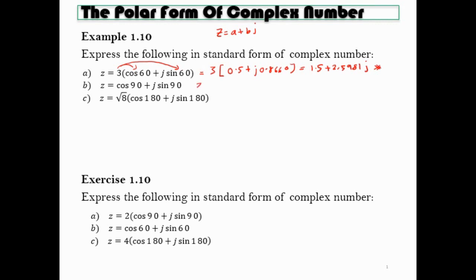The second example, z is equal to cos 90 degrees, which is 0, plus sin 90 degrees, which is 1. So z is equal to j. That's it, very simple. How about the next one, c? For c, z is equal to square root 8 times cos 180, which with your calculator is negative 1, plus 0 j. When you expand it, z will just equal negative square root 8. That's it, it's very simple actually. You just use your calculator and expand it. I hope you can do exercise 1.10.